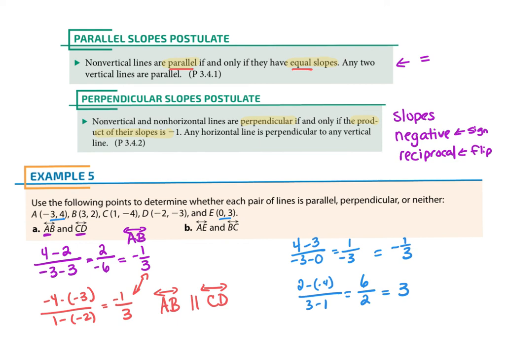What type of lines do I have? Perpendicular, right? My signs changed, negative to positive. And 1/3 when I flip it is 3. So for this one, I would say that AE is perpendicular. Looks like an upside down T to BC. Parallel versus perpendicular. That is how you tell.